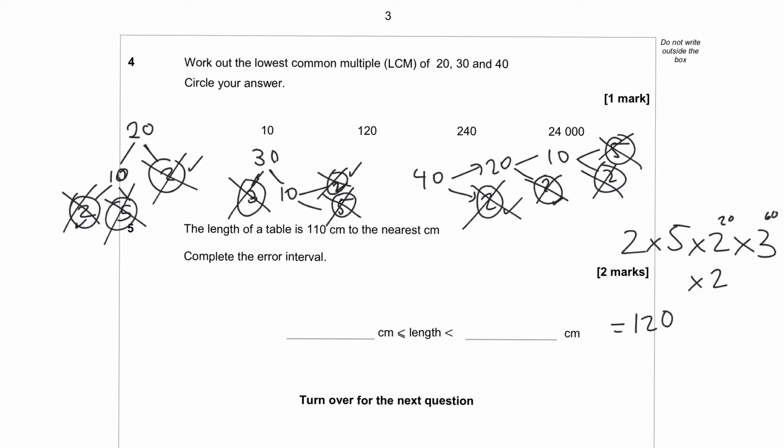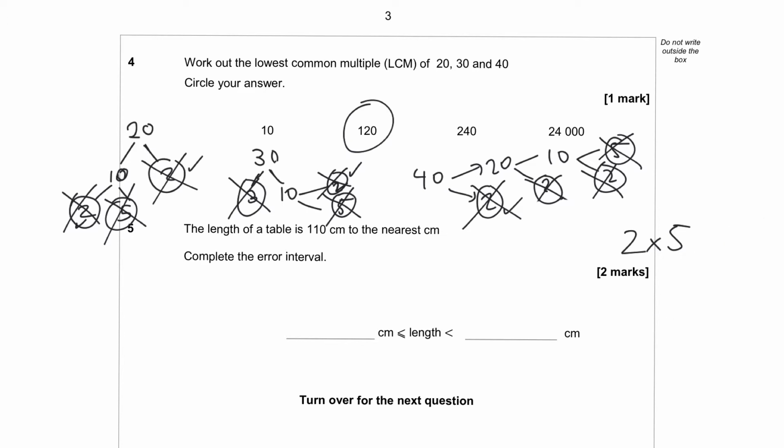Because remember, lowest common multiple, to work it out, it's all the numbers that they share in common, that would just be that one on its own. And then any ones that it has on its own, times that. So all of them times by each other. So the only one 120 is there.